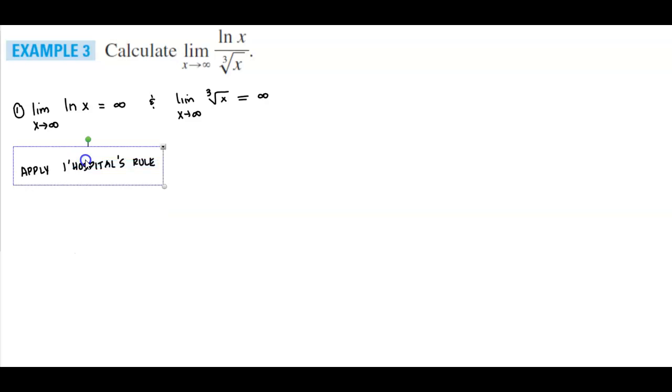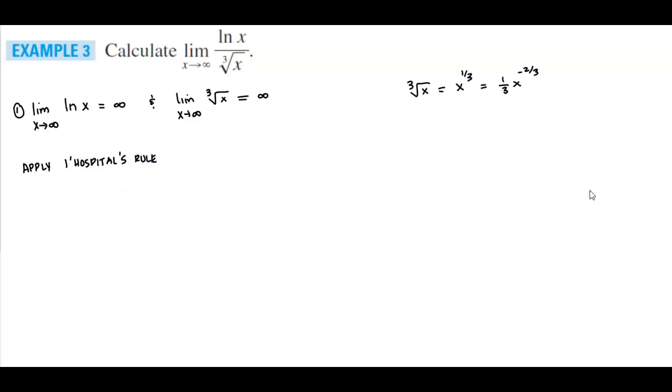So what we want to do is apply L'Hopital's rule. So if we want to apply L'Hopital's rule, we have the limit as x is approaching infinity of the natural log of x divided by the cube root of x, which is the same thing as x to the 1/3. And so therefore, we want to apply L'Hopital's rule.